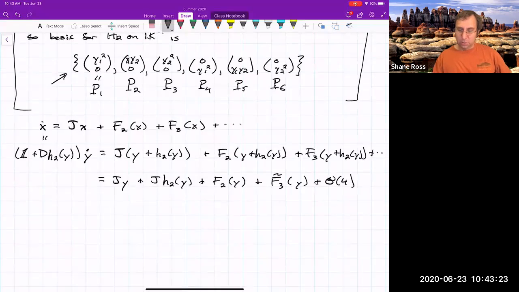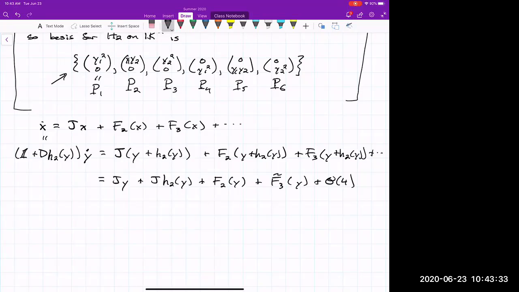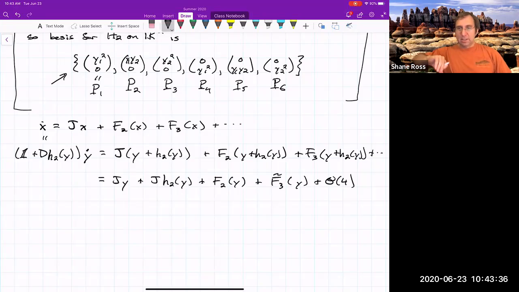So what did we do there? Well, since j is just a matrix, it multiplies through. f2 is a second order function, but f2 times h2 is going to be something of order 3, or possibly order 4. So that's why we modify and move it out. And that modifies f3 and all higher order terms.